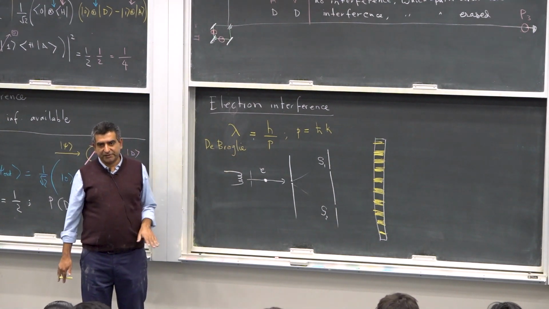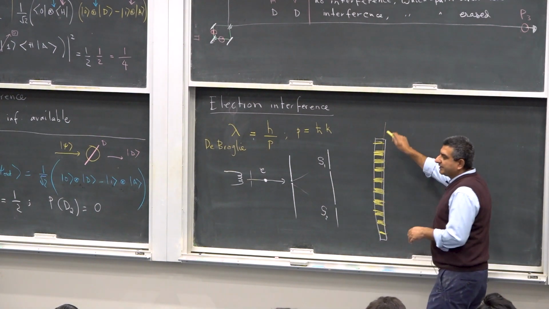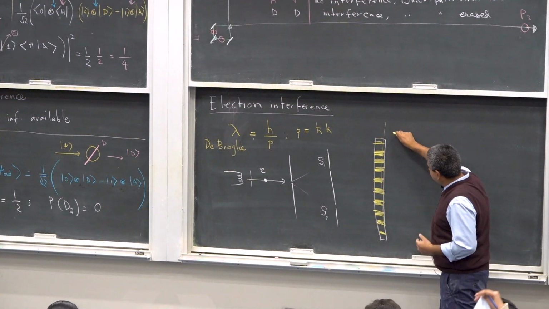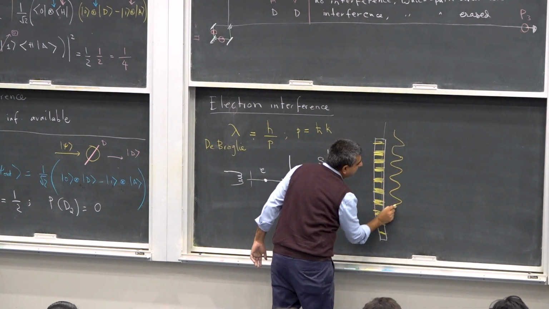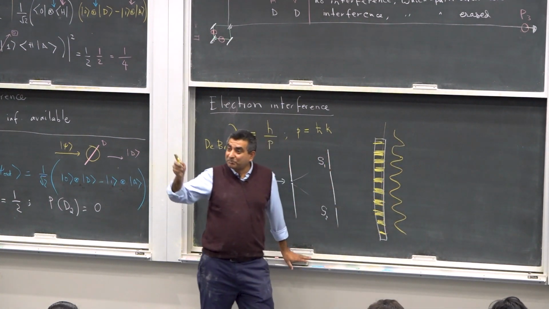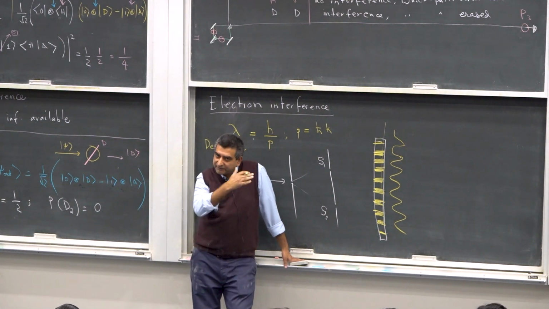And these are interference fringes. And if you would like to make a plot of intensity versus distance along the screen, this is how the fringes look. Remember the cosine squared things which we showed with photons, exactly the same mathematical form.